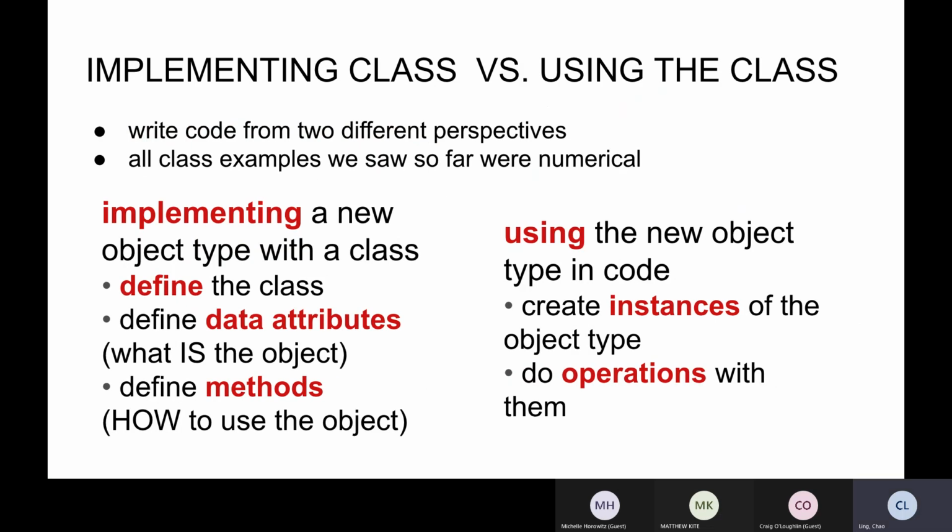So here is another recap. Implementing a class versus using the class is totally different. It's writing code with different perspectives. To implement a new class, you need to define the class name, maybe an init method and some more methods and attributes. How to use it? Well, you initialize an object, you create an instance of the object, and you operate on them.